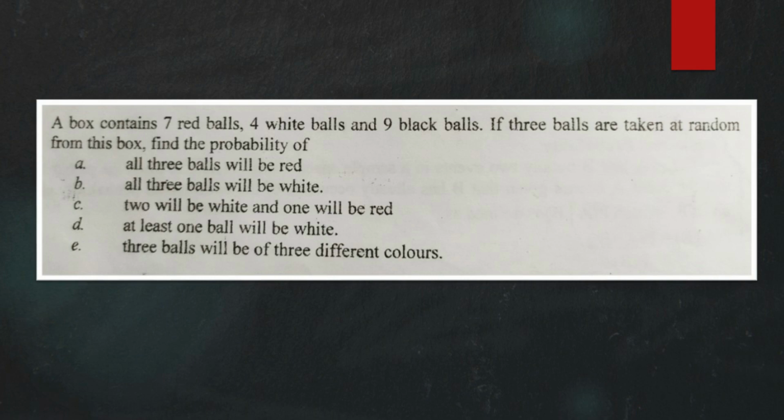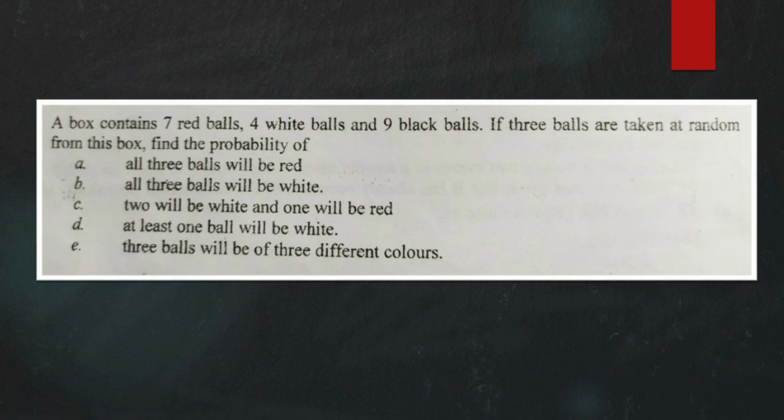Okay, children, let's move to the next sum. A box contains 7 red balls, 4 white balls, 9 black balls. If 3 balls are taken at random from the box, find the probability that all 3 balls will be red. So, okay, this is again like the previous one.